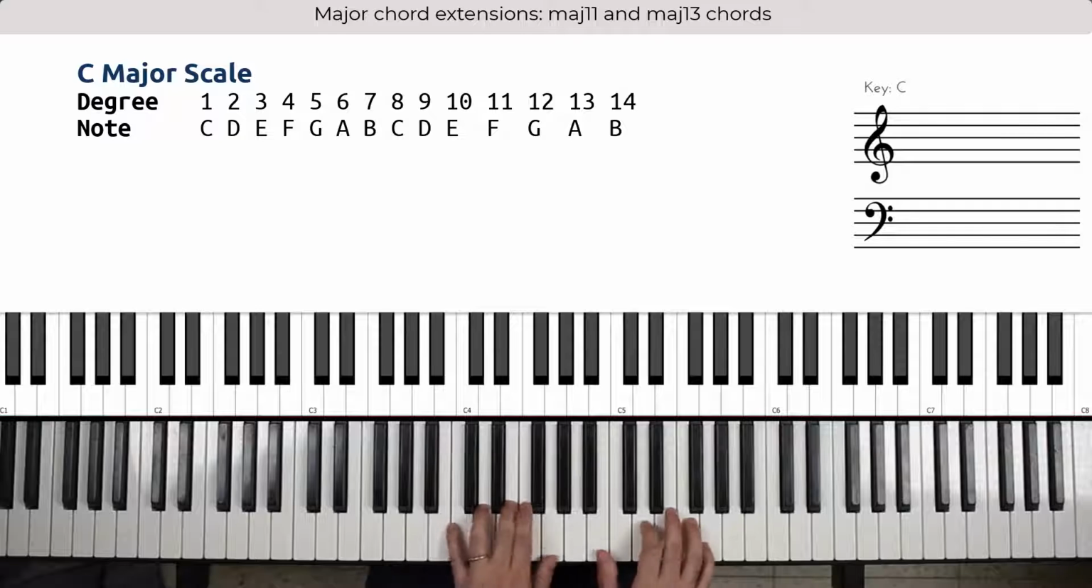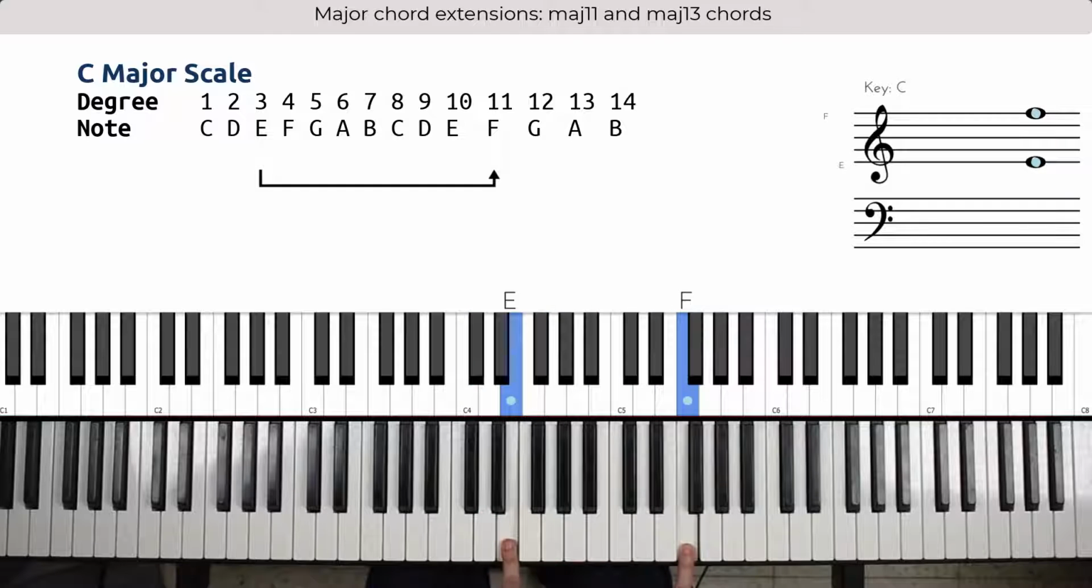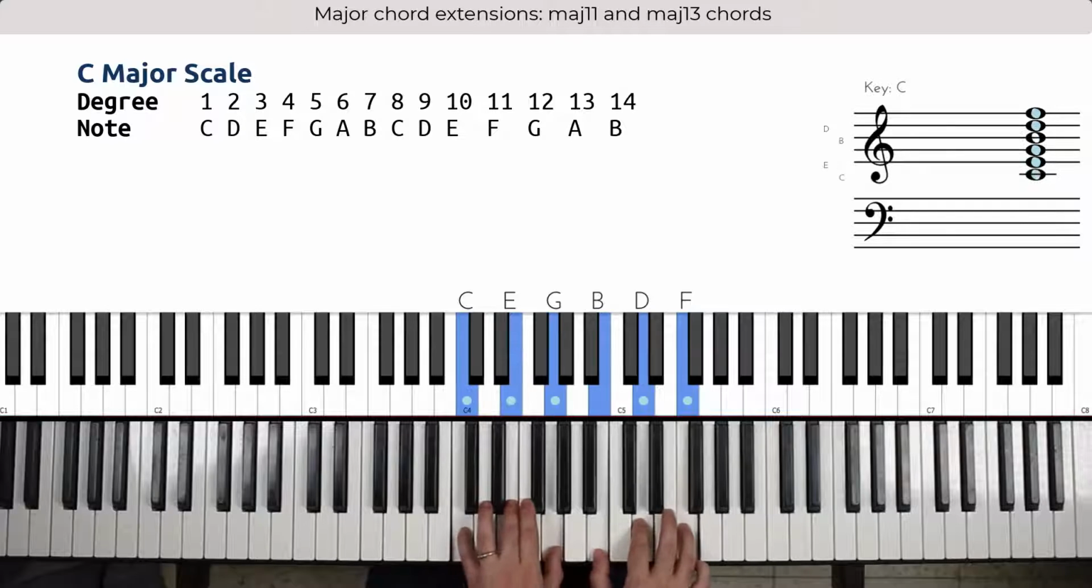Okay, let's keep going. We've played a C major 9. What about a C major 11? Now, this is a valid chord, but it sounds a bit dissonant. The reason for this is the interval between the 3rd degree and the 11th. This is a minor 9th interval, which is an octave plus a semitone, and it sounds pretty dissonant. This is why you will rarely encounter plain major 11th chords.